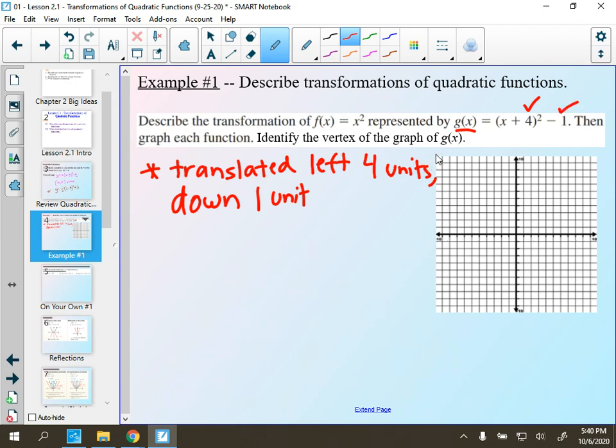So I've gone through. There's no vertical stretch, no shrink, because I see here the number in front, the a value, is just a +1. So there's no reflection. There's no stretch or shrink. Don't say anything that's not there.